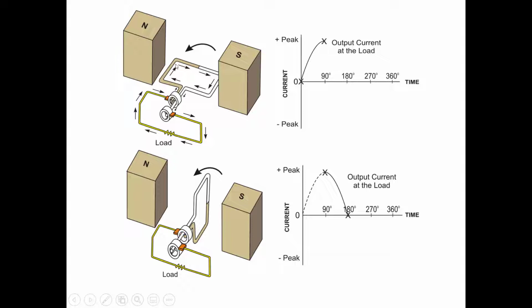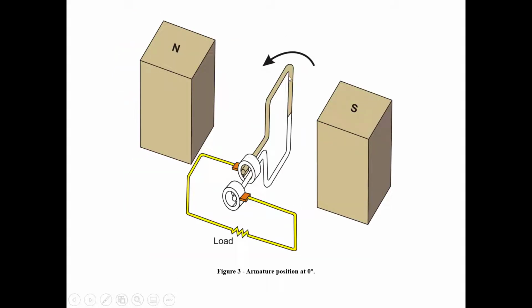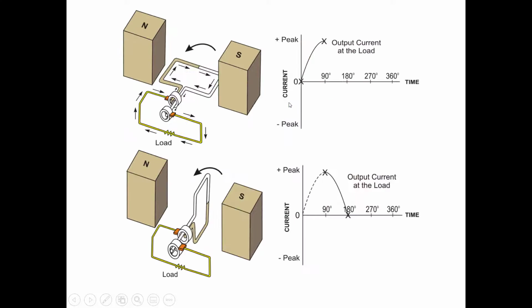Then it's going to continue rotating. You can see, obviously, the color, the brown here. It started at the top, so the brown was at the top here at 0. Then it moved down, or moved to 90, cutting the most lines of force, generating the highest voltage.